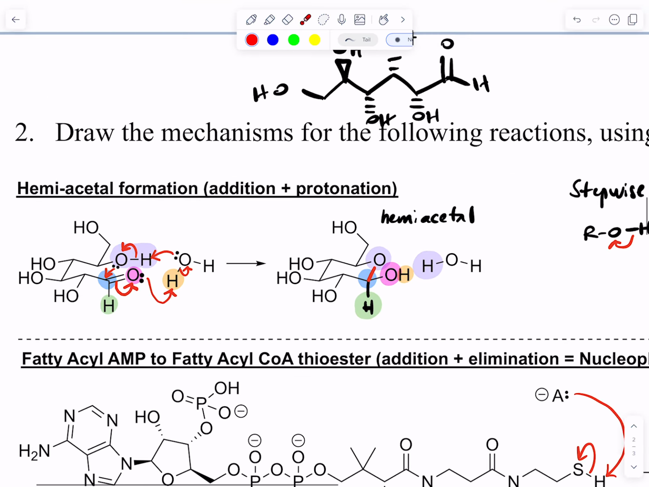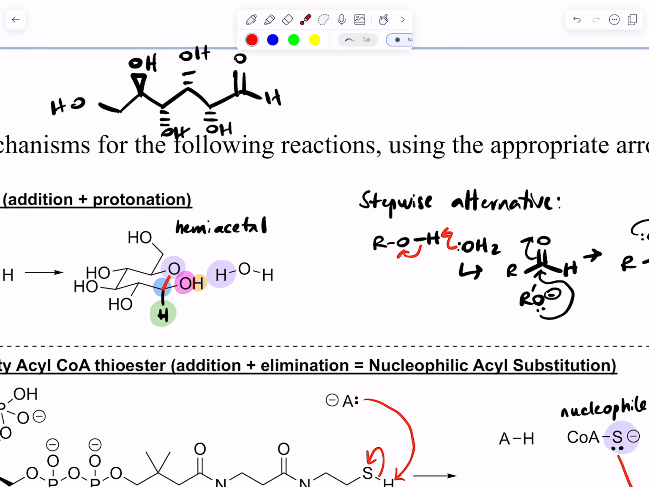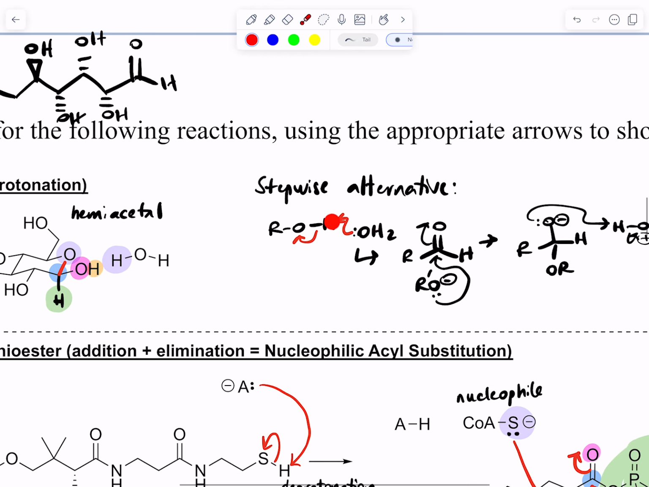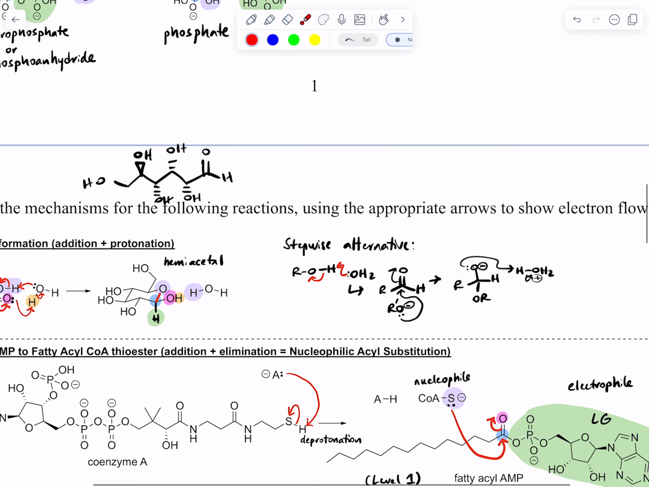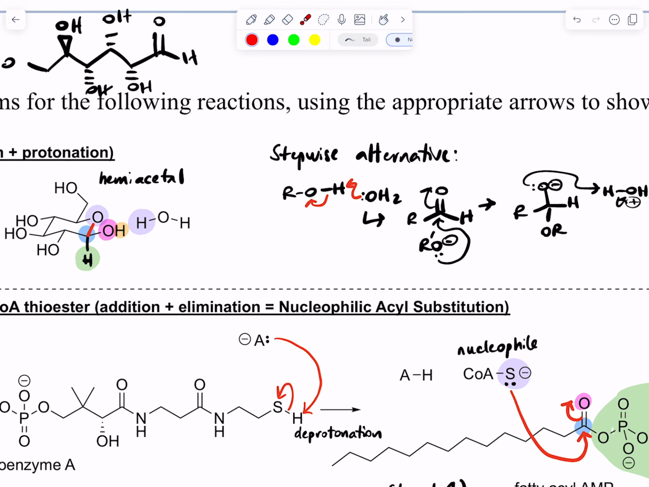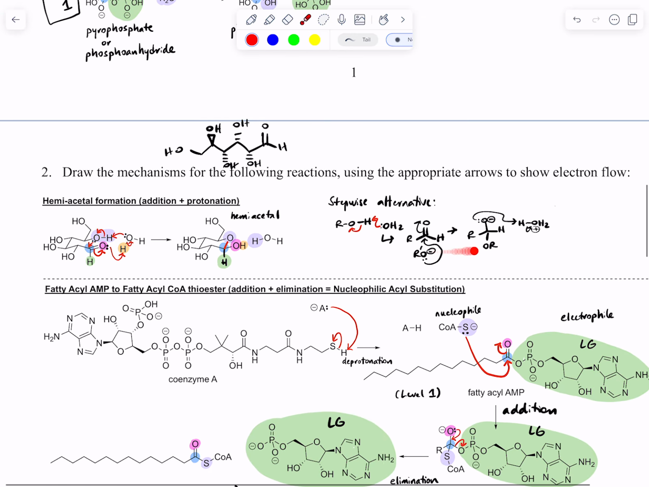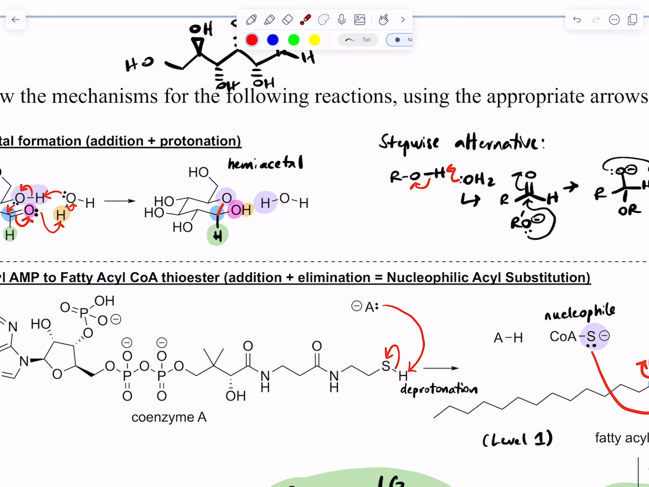An alternative way to show all of this in a stepwise way would have been first deprotonate the alcohol, the purple alcohol, to make the alkoxide. Then the alkoxide attacks the pi star, breaking the pi bond. Then you protonate the negatively charged oxygen on the tetrahedral intermediate, and that gives you this hemiacetal. The trick is, what's on the right looks very simple compared to what's on the left. I've abbreviated everything I possibly can in the drawing on the right.